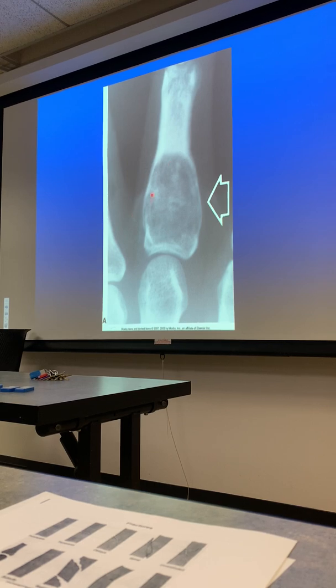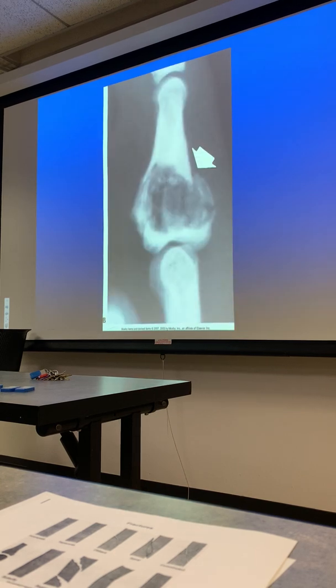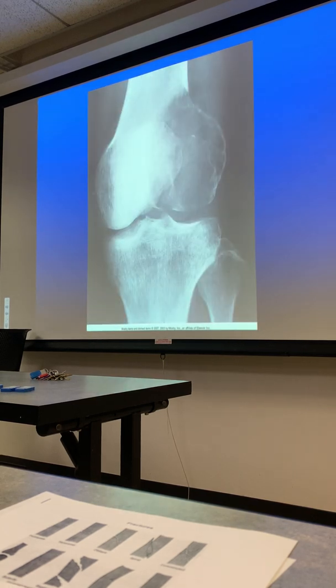It's just a lucent tumor. There's another one, and this is a pathologic fracture from enchondroma. So there was that lucent mass, and then it had a fracture. It caused a fracture, which they call pathologic.